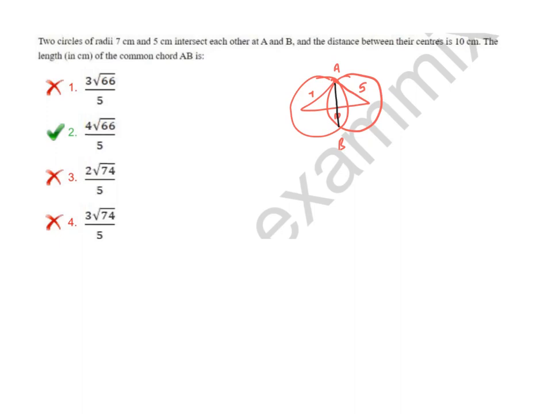We know a line drawn from a center divides the chord into two equal parts, let it be X. So now you got this triangle, 7, 5, 10, and the height of this triangle is X here. We know the area of a triangle is half into 10 into X. And the other way around, the area of a triangle you can also find out by using the square root of S into S minus A, S minus B, S minus C.